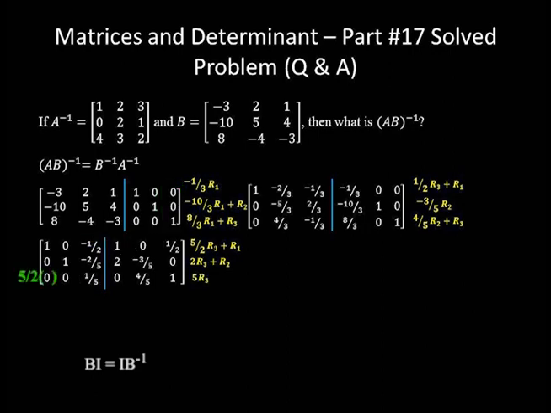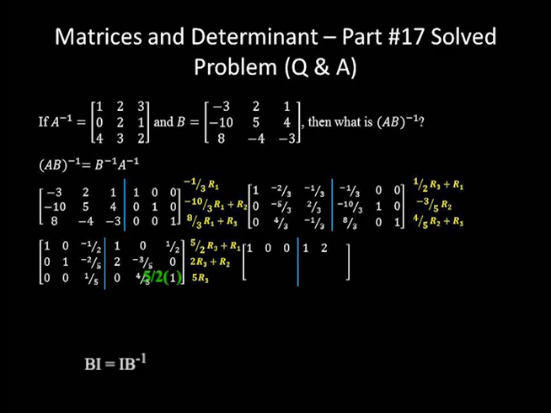5 over 2 times 0 is 0. 0 plus 1 equal to 1. 5 over 2 times 0 is 0. 0 plus 0 gives us 0. 5 over 2 times 1 over 5 gives us 1 over 2. 1 over 2 plus negative 1 over 2 equal to 0. 5 over 2 times 0 is 0. 0 plus 1 equal to 1. 5 over 2 times 4 over 5 equal to 2. 2 plus 0 gives us 2. 5 over 2 times 1 is 5 over 2.